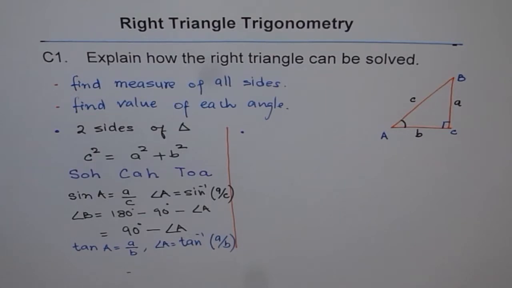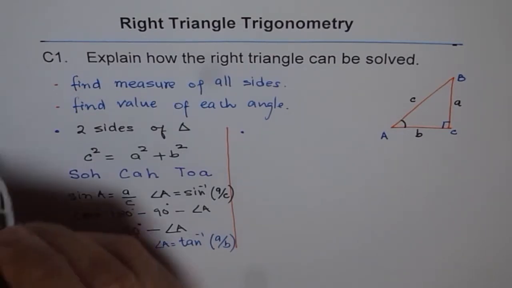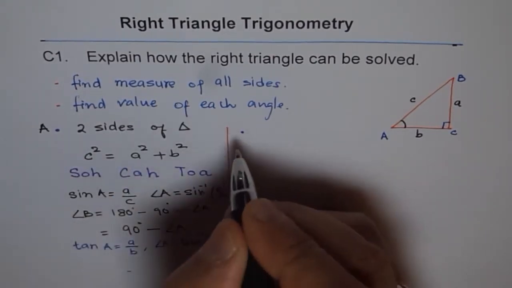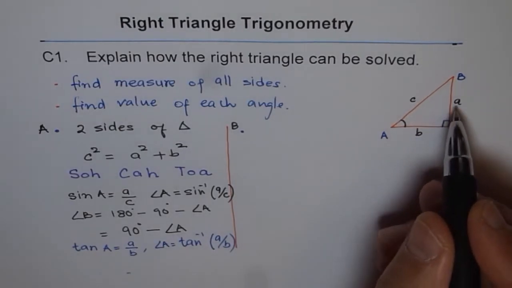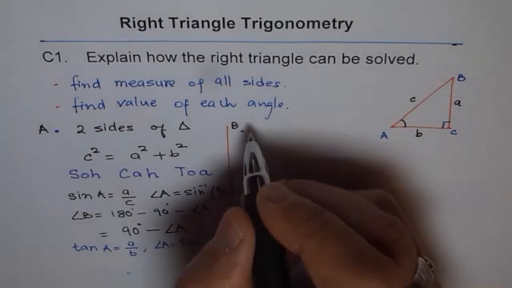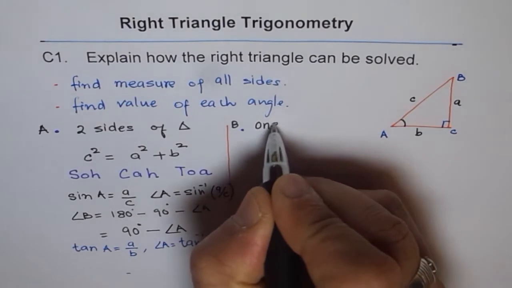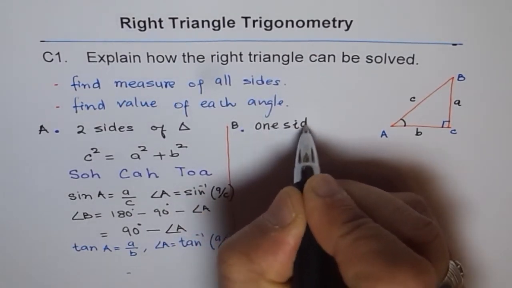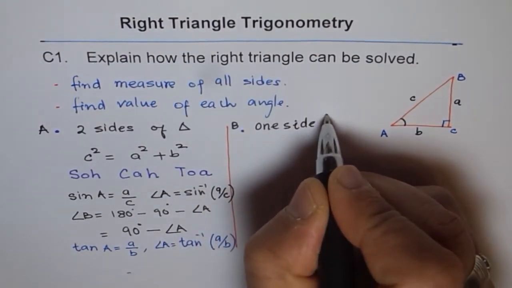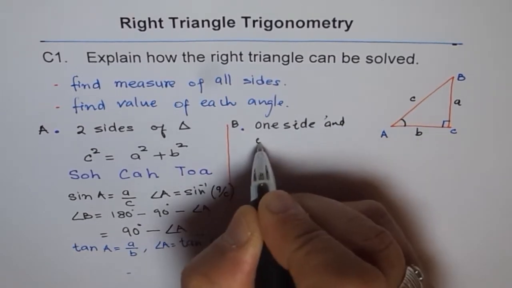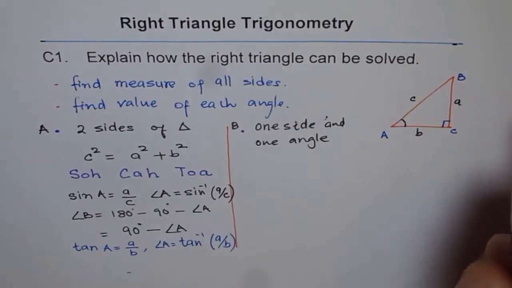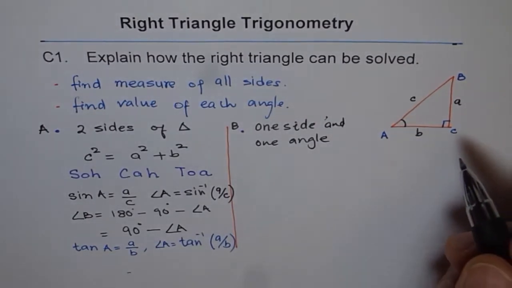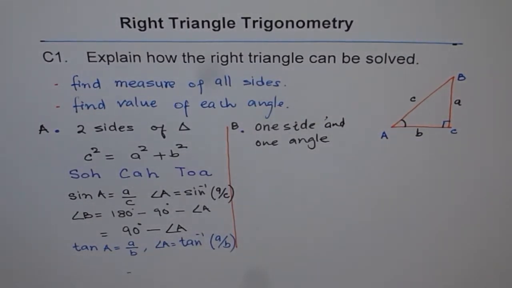Now that is the first option which we discussed, right? Let me call this option A. Now let's discuss option B. In option B, we should be given at least one side and one angle, any angle. So we should know one side and one angle, correct? Any angle. So let us say one angle is given to us, right? Let's see how we are going to solve in this case.